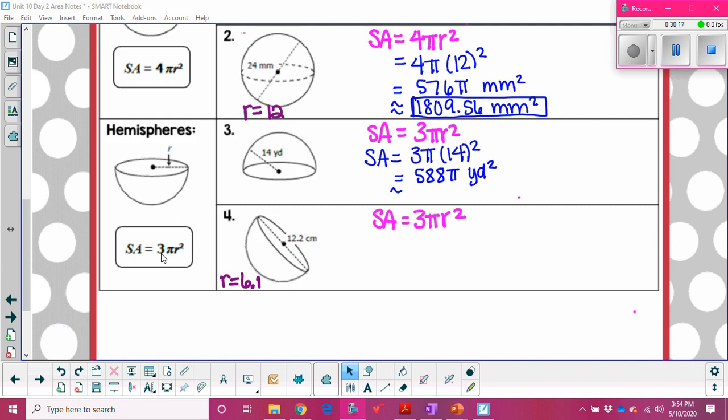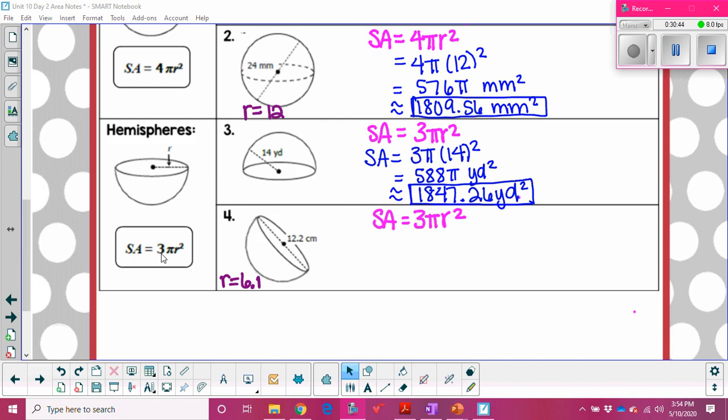Okay, let's get an approximate answer as well. So if you plug that into your calculator, you get 1,847.26 square yards. Okay. All right, so number 4, y'all pause the video and do that one and then check back in for the answer.